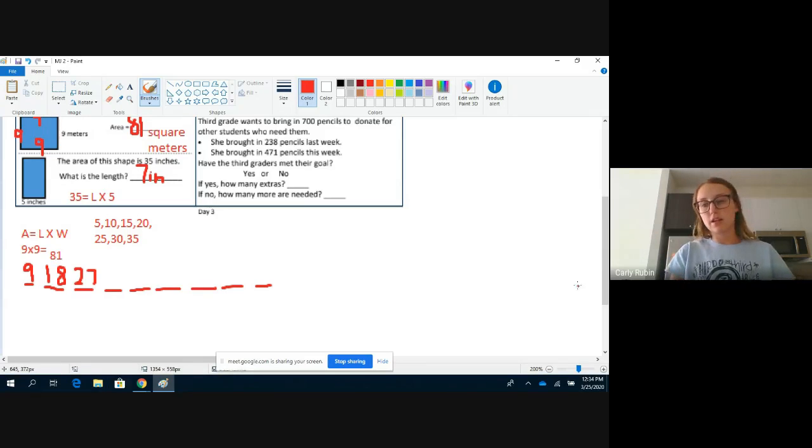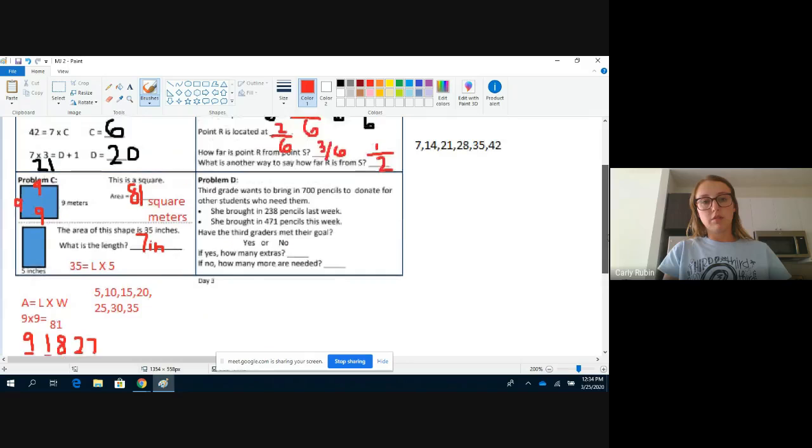All right. Moving on to problem D. Third grade wants to bring 700 pencils to donate for other students who need them. She brought in 238 pencils last week, she brought in 471 pencils this week. Have the third graders met their goal? Yes or no? If yes, how many extras? If no, how many more are needed?